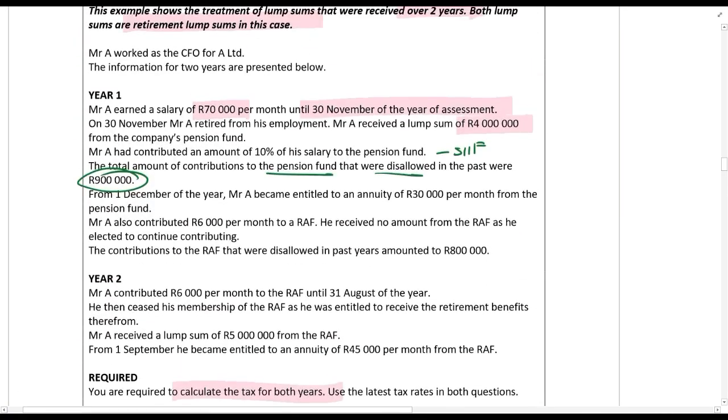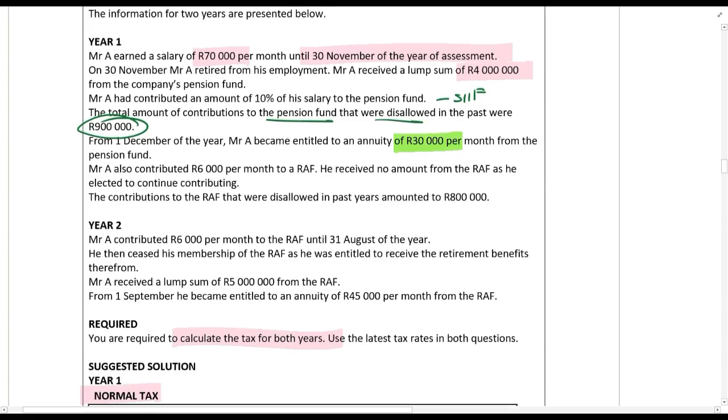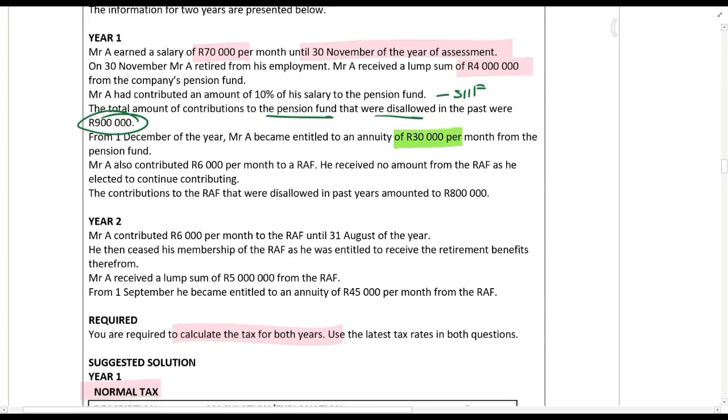From the 1st of December, he became entitled to an annuity of 30,000 rands a month from the pension fund. That is what you see there under our normal tax. He also contributed 6,000 rands a month to the RAF, right? So that's part of section 11F. And the contributions disallowed to the RAF in the past were 800,000 rands. Now, we have a lump sum calculation in the current year.